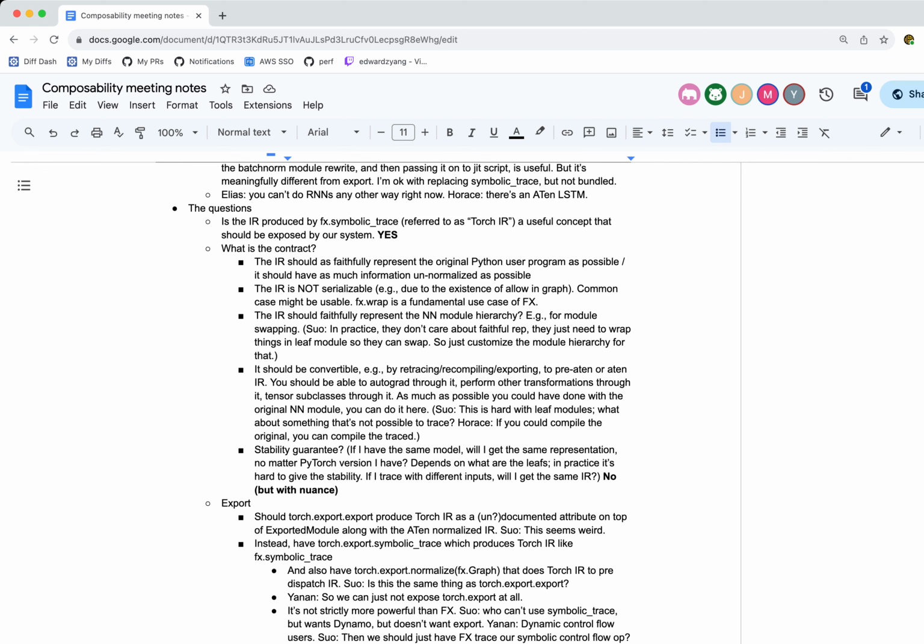I just feel it's a little bit more confusing now for the user to have TorchExport and Symbolic Trace. But I agree that they are not the same thing. They don't provide the same contract. So I don't know what to do.